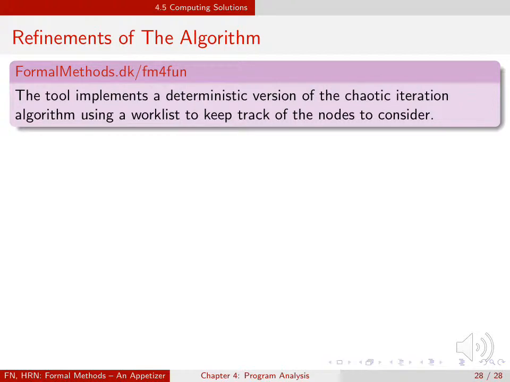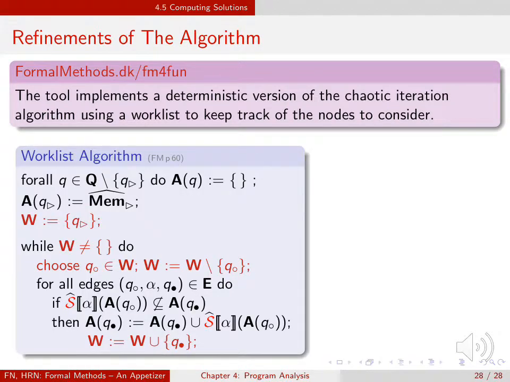The online system implements a deterministic version of the chaotic iteration algorithm. It does so by using a work list. The initialization step is as before, except that we also initialize a work list W to contain just the initial node. Iteration is then performed as long as the work list is not empty.